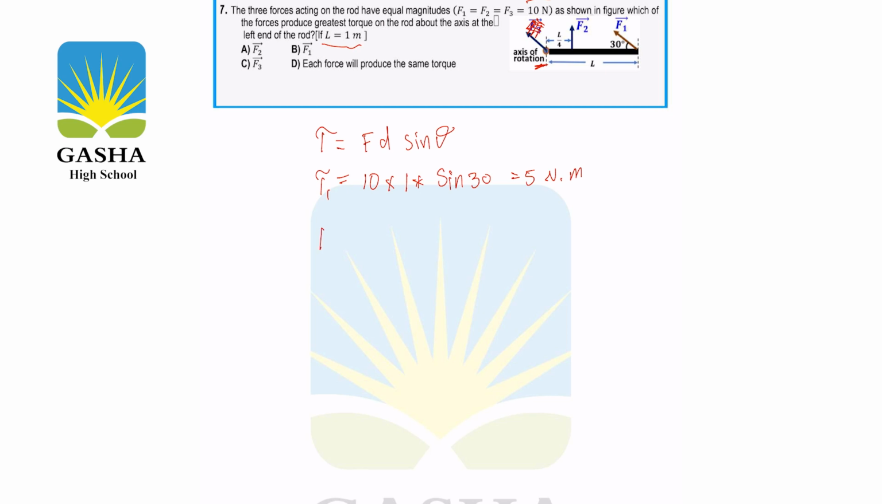Okay, so let's find the torque for the next one, which is F2. The force is 10 again, but the distance is smaller, which is L over 4, meaning 1 over 4 since L is 1, and the angle is 90, so times sine 90. The result is 2.5 Newton meter. So if you look at the answers, we know that the first force produced a greater torque compared to the second one. So F1 is the correct answer.